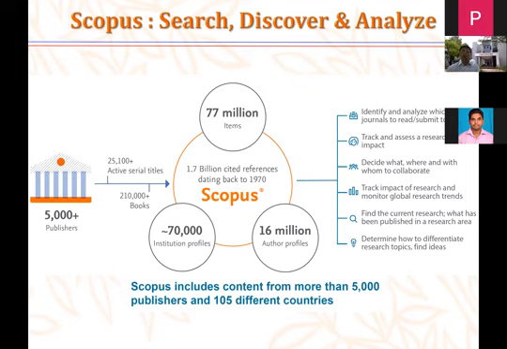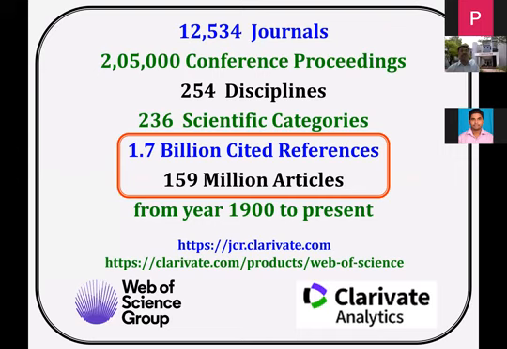Let us see these factors on another website, Clarivate Analytics Web of Science, more or less the same, slightly higher. More than 12,000 journals, more than 2 lakh conferences, more than 250 disciplines, 160 million articles in the last 120 years with 1.7 billion references.